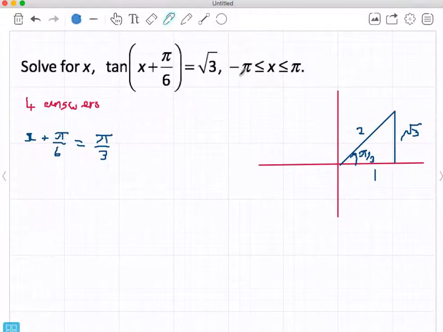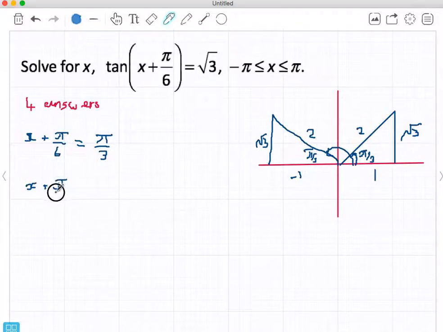Because it says √3, I could also look at it where the √3 is negative. So I can go into this quadrant here. I'm just going to repeat this triangle, but in this quadrant here with √3 and this time -1. This will also give me a triangle where this angle here going positive is 2 pi over 3, because this angle is still pi over 3. So I've also got another set of solutions, which is x plus pi over 6 is equal to 2 pi over 3.